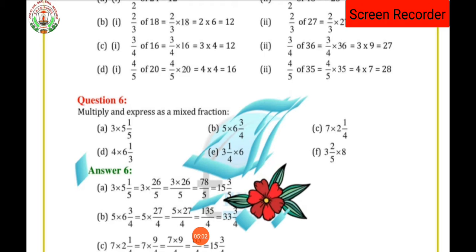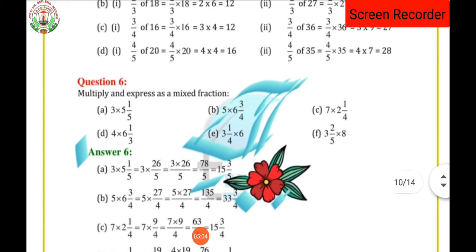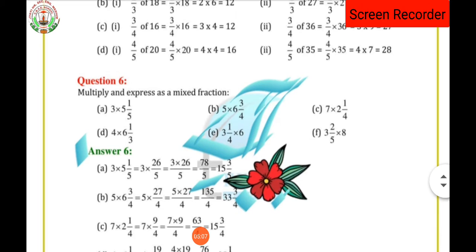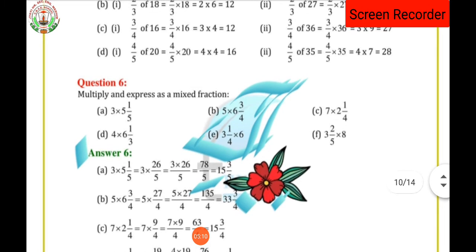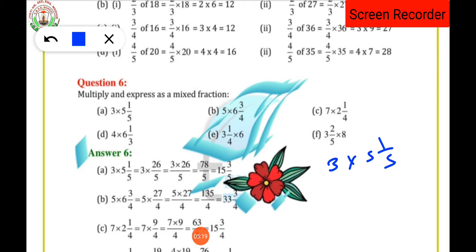Next, we have question number 6. In question number 6 it is said: multiply and express as a mixed fraction. So dear student, you have to multiply and express as a mixed fraction. What is the first number? 3 into 5, 1 by 5. This is the mixed fraction form: whole, numerator upon denominator. So the formula will be whole into denominator plus numerator, upon denominator. This is the formula to change the mixed fraction form into improper fraction form. So we are going to change it first.